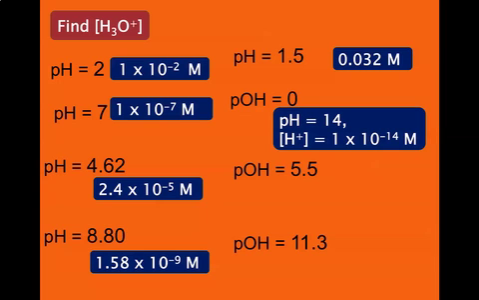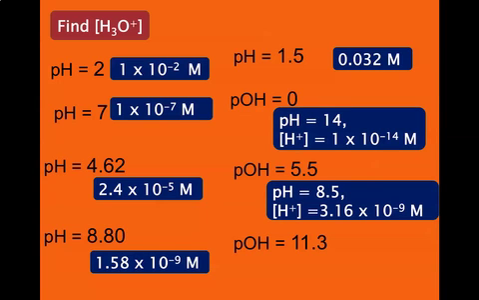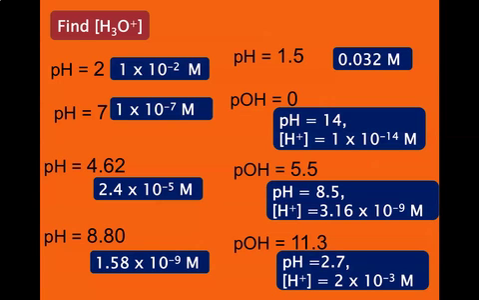On pOH is 5.5, I'm going to subtract first from 14, and I get 8.5. And then I do 10 to the x of negative 8.5, and I get 3.16 times 10 to the negative 9th. The last one, I have 11.3. I'm going to subtract from 14 first because it is the pOH. I get 2.7, and then I do 10 to the x of negative 2.7, and that gives us 2 times 10 to the negative third.